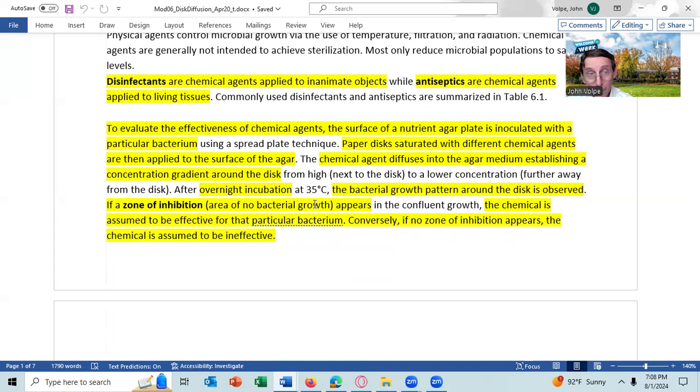The chemical is assumed to be effective against that particular bacterium. That doesn't mean that the bacteria is sensitive to that chemical or resistant. All I'm saying is that chemical gives a zone of inhibition. Conversely, if no zone of inhibition appears, the chemical is assumed to be ineffective.